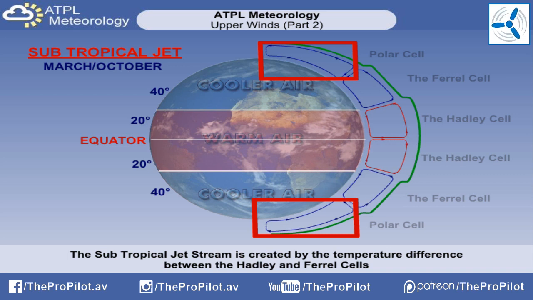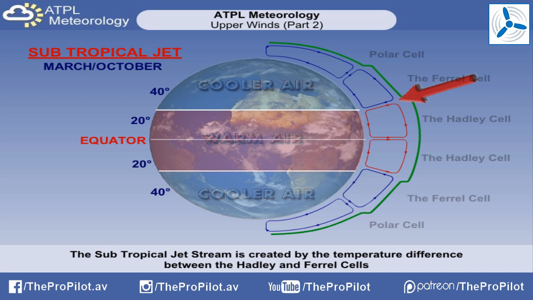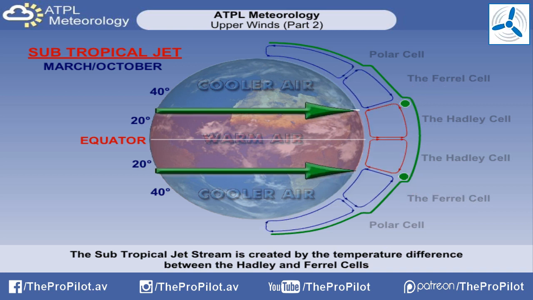Remember, we need a large temperature difference for a jet to form. If you look here and here, between the Ferrel and Hadley cells, there is a junction of warm and cold air. This is where the subtropical jet streams are found. Notice that the subtropical jets are westerly.